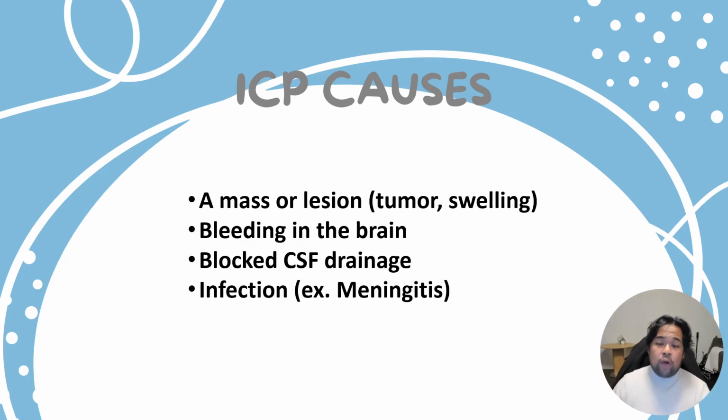Some causes for ICP: you might have a lesion or a mass, a tumor or swelling. Again, they're fighting for that space inside the skull, so you're going to be anticipating some sort of increased pressure if the body can't regulate it. Bleeding in the brain, right? We just talked about stroke. So if they have trauma, if they have a hemorrhagic stroke, that's something that's going to be fighting for more space in the brain, and again, it might increase that intracranial pressure. If they have a blocked CSF drainage, and also meningitis, right? Like infection, different kinds of infections can cause this, okay?